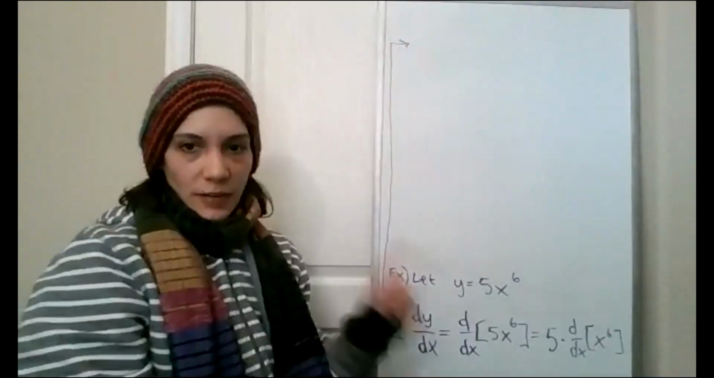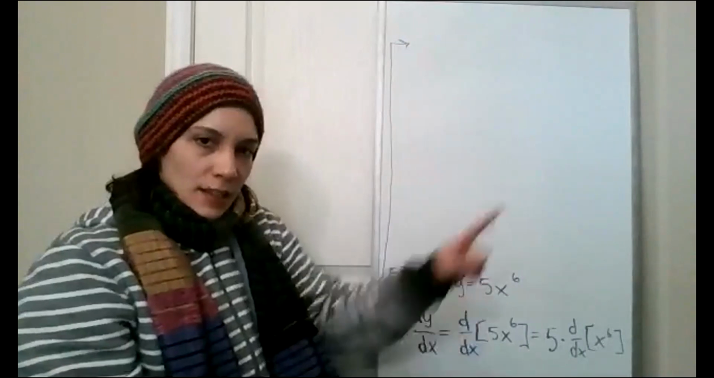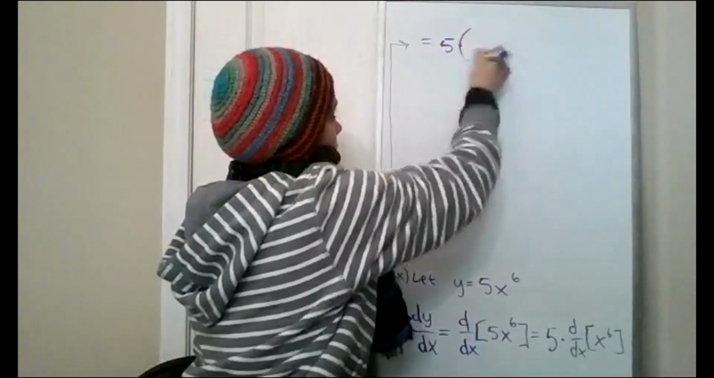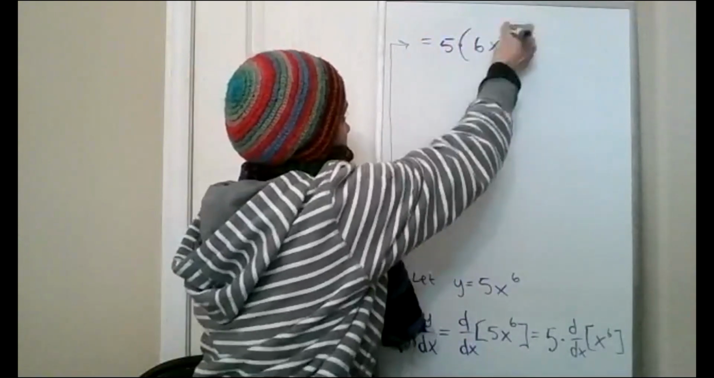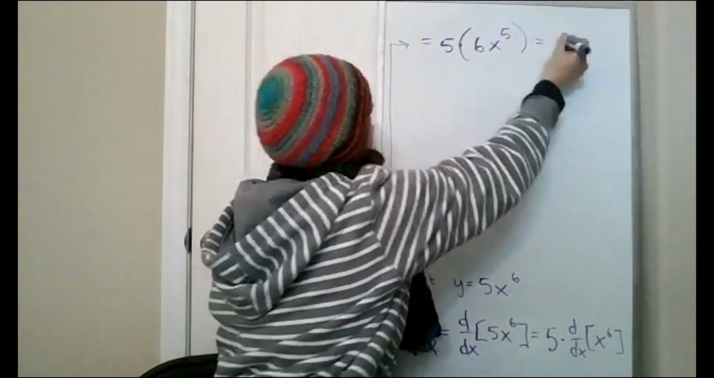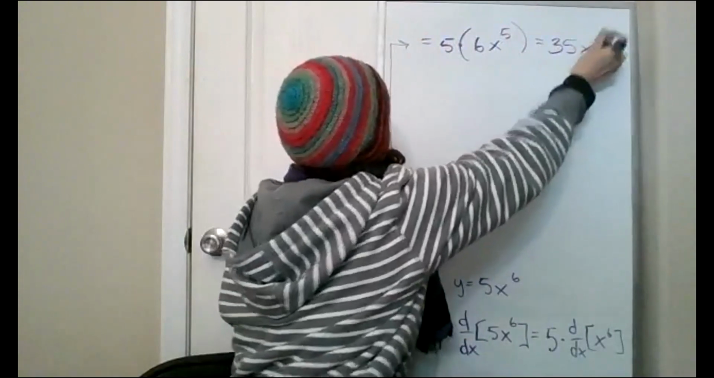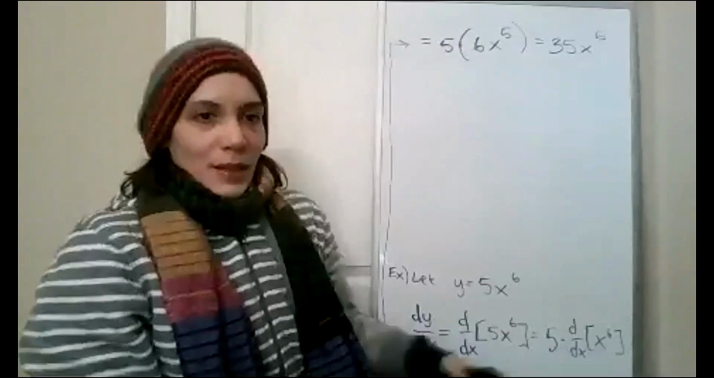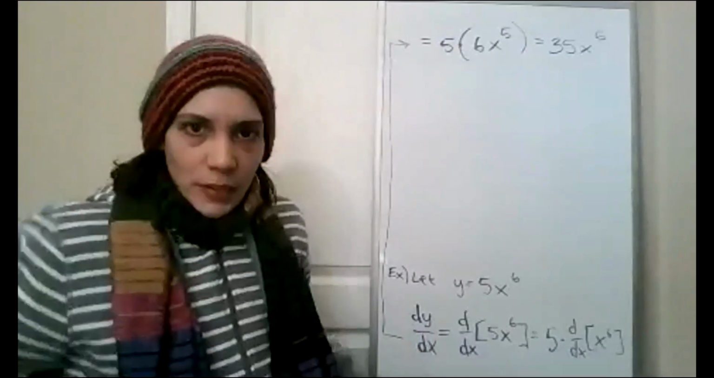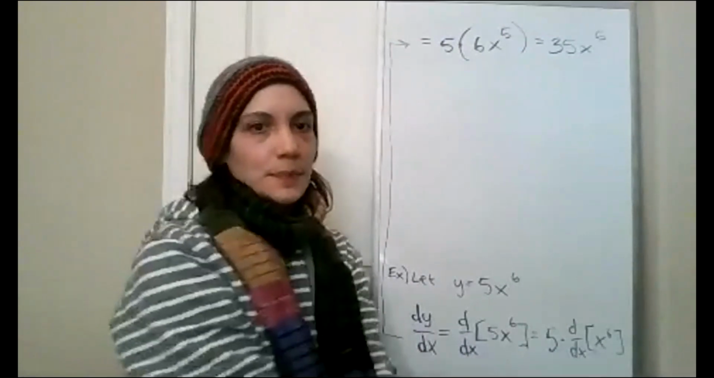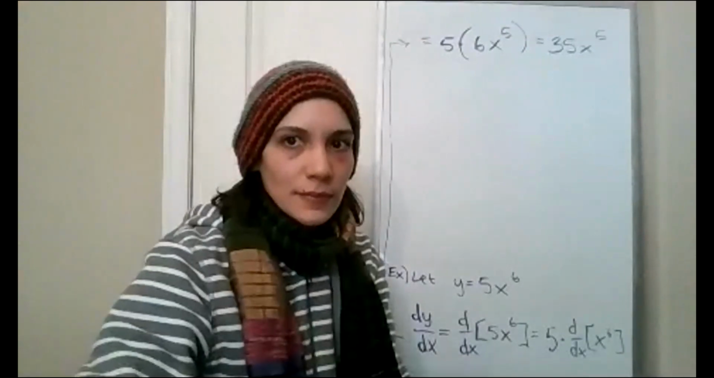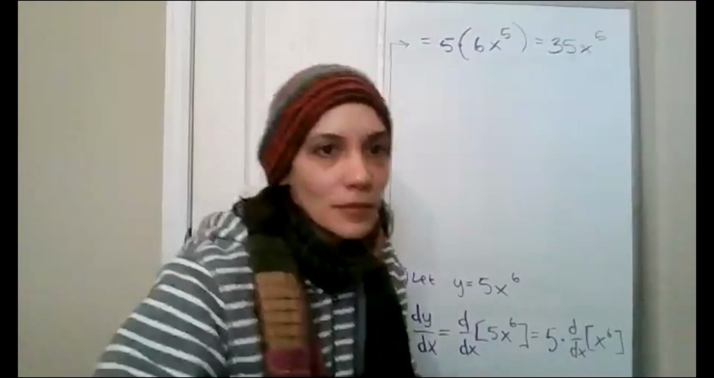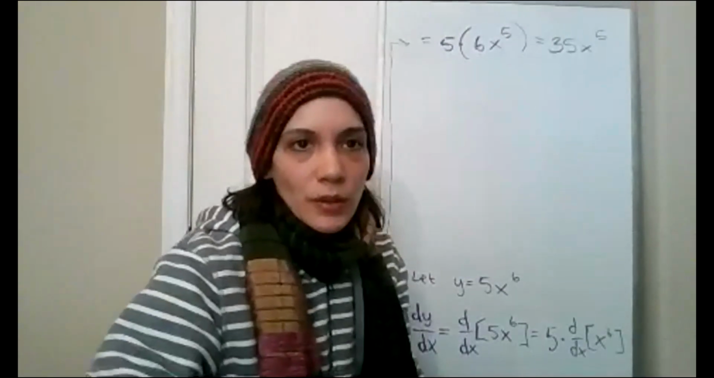Still going. So 5 times 6x to the fifth. Okay. How's everybody doing? Any questions? Cool. Okay, let's keep rolling on through the rules.